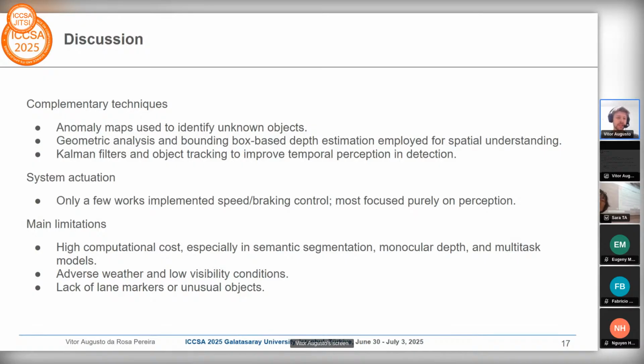About the system's actuation, only a few works implemented speed or braking control, for example, and most of the studies are focused purely on perception, implementing the system to detect the objects. And about the main limitations identified, one of them was the high computational cost, especially in semantic segmentation, monocular depth, and multitask models that are heavy approaches to run, and also adverse weather conditions and low visibility conditions. And the lack of lane markers and unusual objects were also identified as limitations.